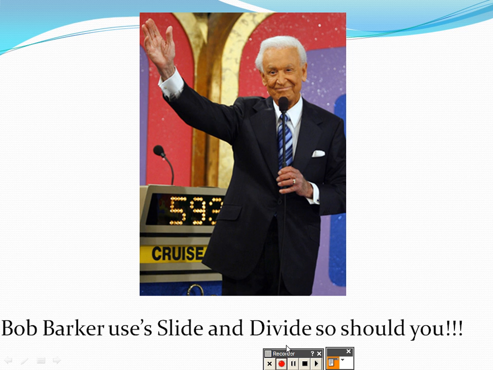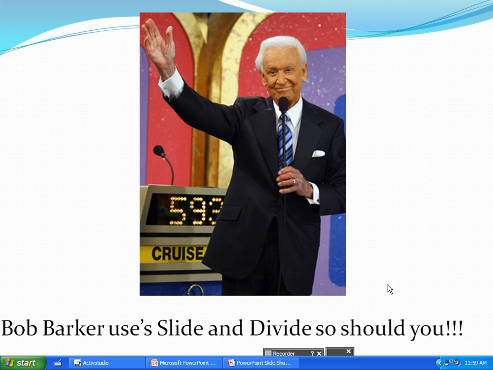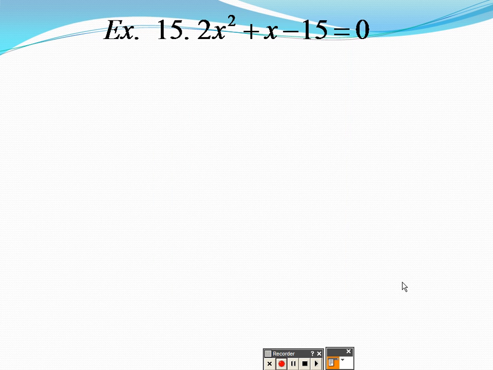So Bob Barker uses it, and if he uses slide and divide, then you should as well. He told me when I saw him last.